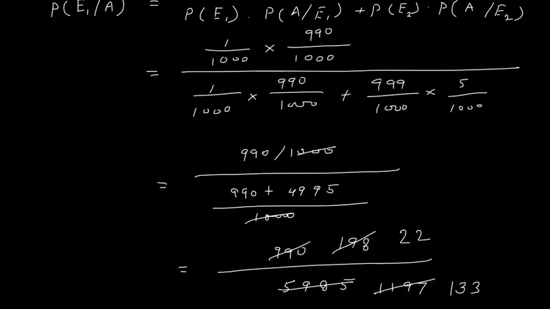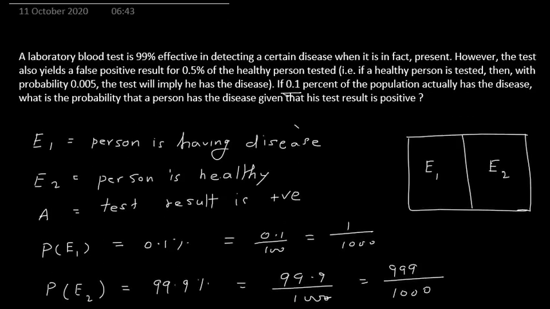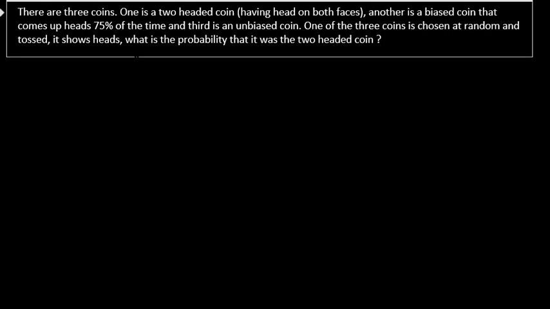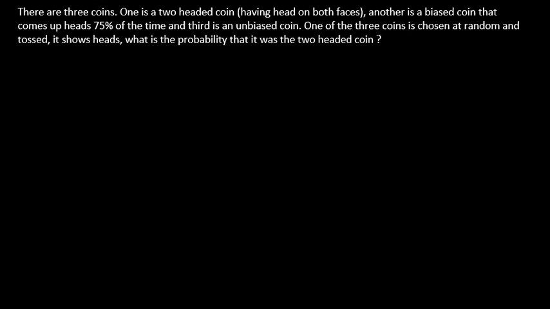Okay, a little difficult question. Yes. Okay, fine. Next question. There are 3 coins. One is a two-headed coin. Another is a biased coin that comes up head 75% of the time, and the third is an unbiased coin. One of the 3 coins is chosen at random and tossed. It shows the head. What is the probability that it was a two-headed coin?